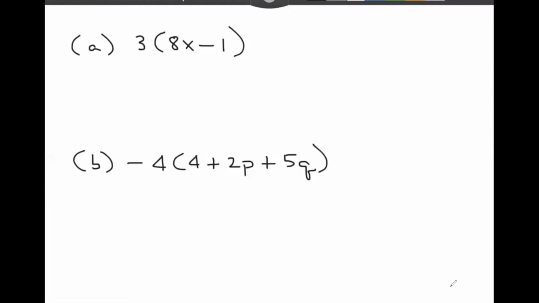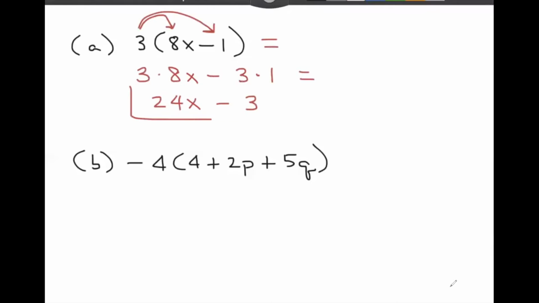And here we go. So the first one is 3 times 8x minus 1. So remember, we're going to distribute the 3, which gives us 3 times 8x minus 3 times 1. 3 times 8 is 24. So 24x minus 3. And remember, 24x minus 3 is in simplest form. Don't try to make that 21x or anything else. 24x minus 3 is as simple as that gets.